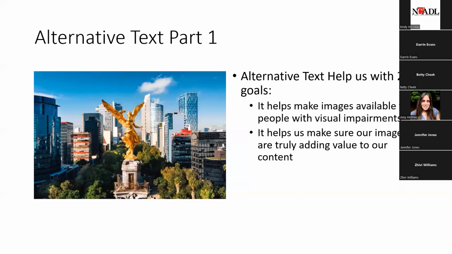Another thing we're going to have to label is alternative text. Alternative text helps us with 2 things, really. It helps us make images available to people who can't see them. And it gets us to think about whether our images are truly adding value. I've always made this argument that in higher education, there are only 3 ways we really use images.